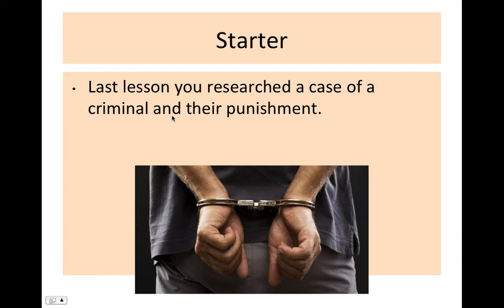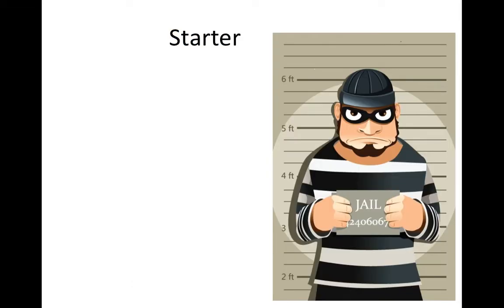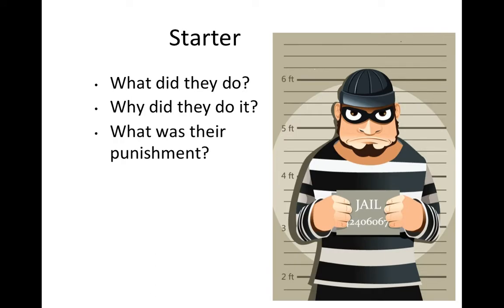Alright, so I asked you to research a case of a criminal and their punishment last lesson, and to make this easy to go through I picked myself one as well. Mine was from The Independent, and the tagline was "Man jailed for claiming he had coronavirus and spitting on a police officer." So have a look at yours, and we're going to just go through it to get us into the mood, I suppose, of thinking about crime and criminals. So let's have a little look then. This is what you need to look at as you go through. Well, what did they do?